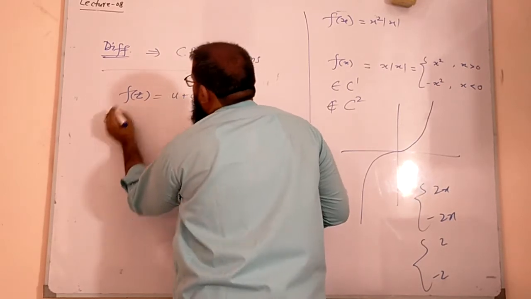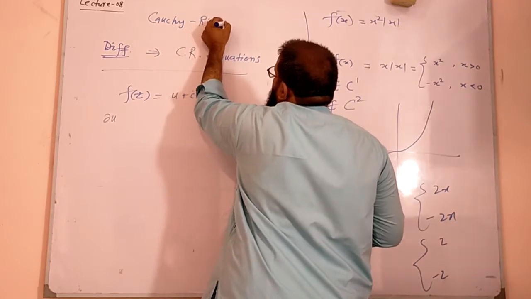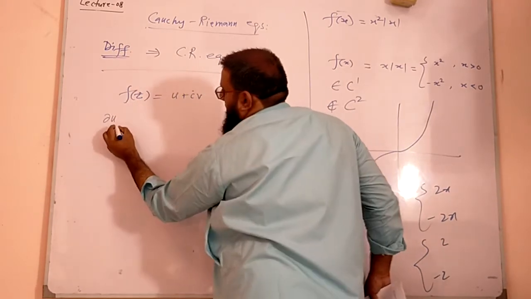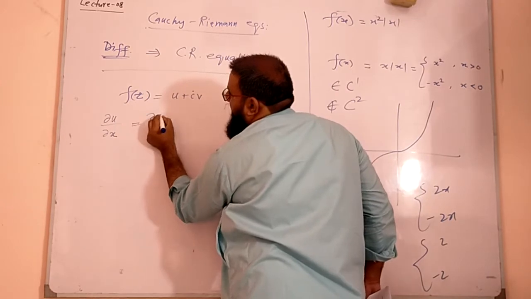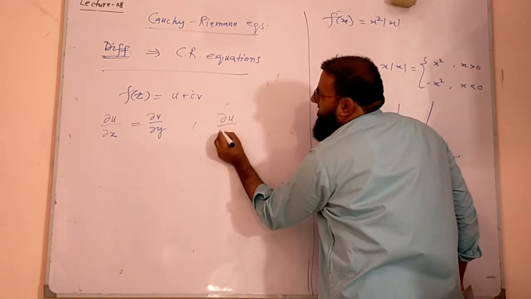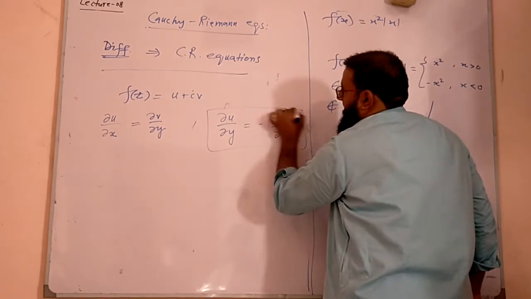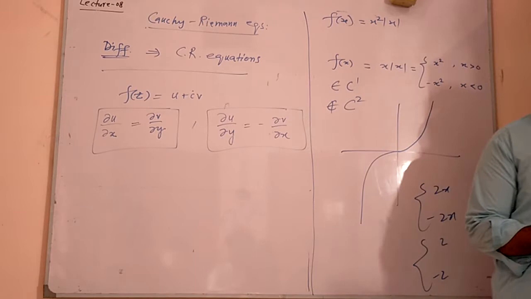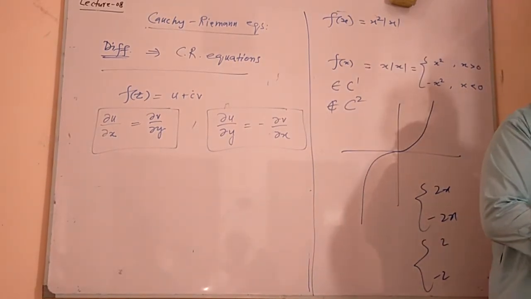Cauchy-Riemann equations. So let me write this. Cauchy-Riemann equations. The partial of u with respect to x is the same as the partial of v with respect to y, and the partial of u with respect to y is the same as the negative of the partial of v with respect to x. So if a function is differentiable, it means CR equations are satisfied.